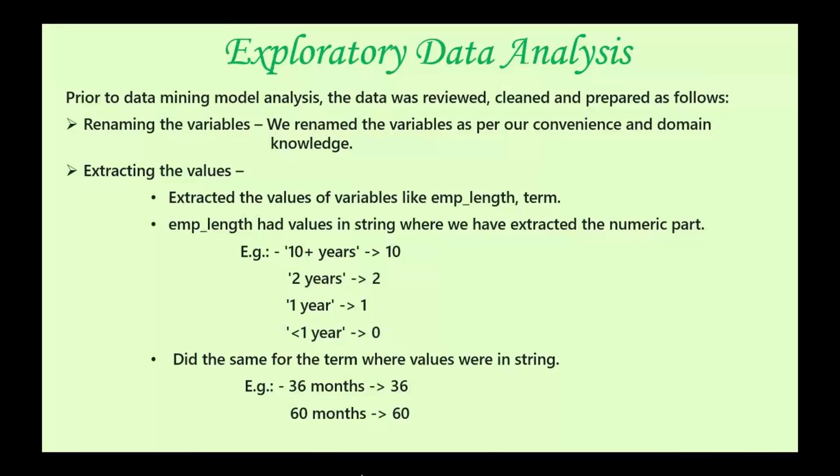And the next one is extracting the values. Here we have two variables, employee length and term, where we need only the numeric part, not the whole string. In employee length, we have extracted the numeric part. For example, you can see that there was a 10 plus year value, which is mapped to 10. 2 years is mapped to 2. 1 year is mapped to 1. Where less than 1 year is directly mapped to 0. The same thing is done with the term variable, where it had values such as 36 months and 60 months. So we have extracted the numeric part here, 36 and 60. Next.